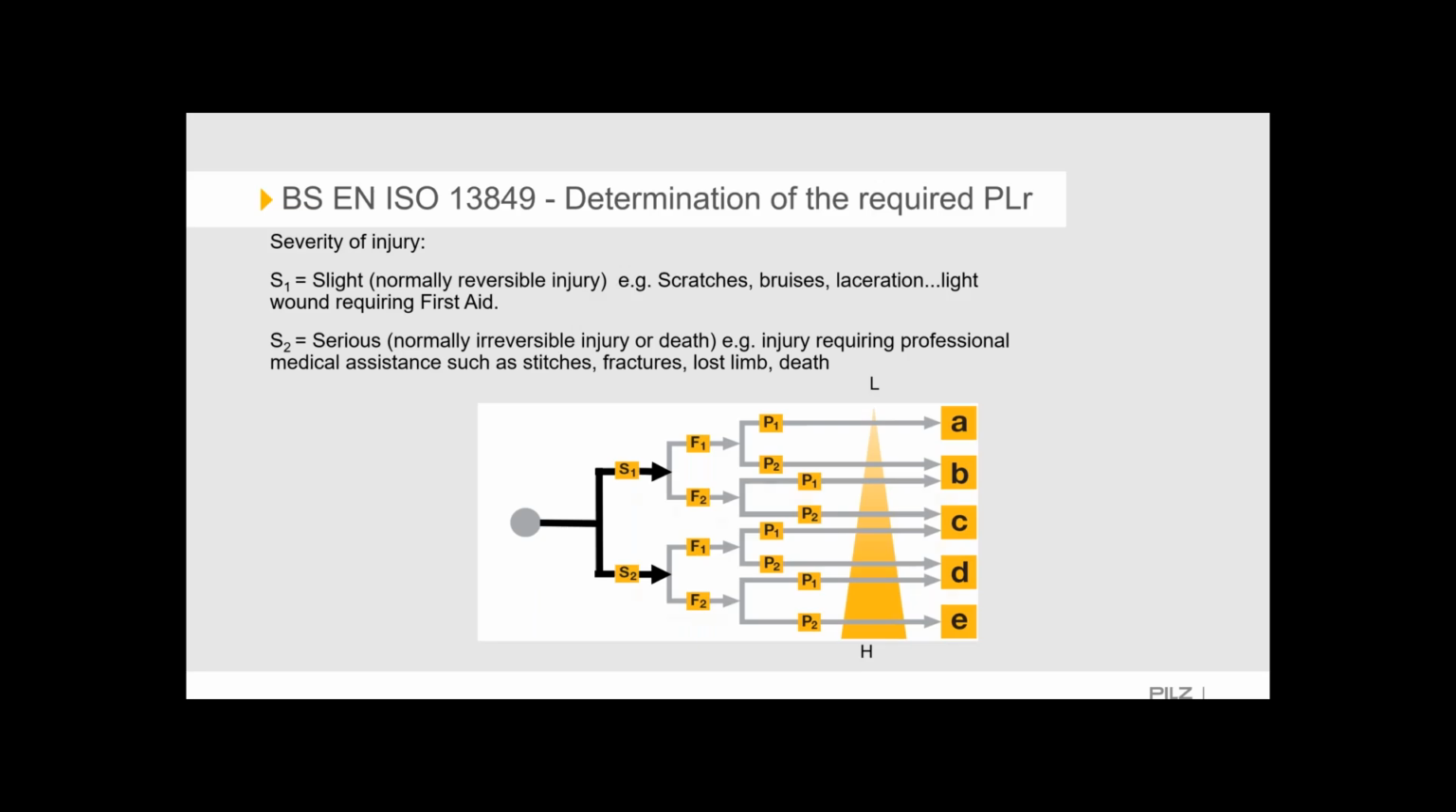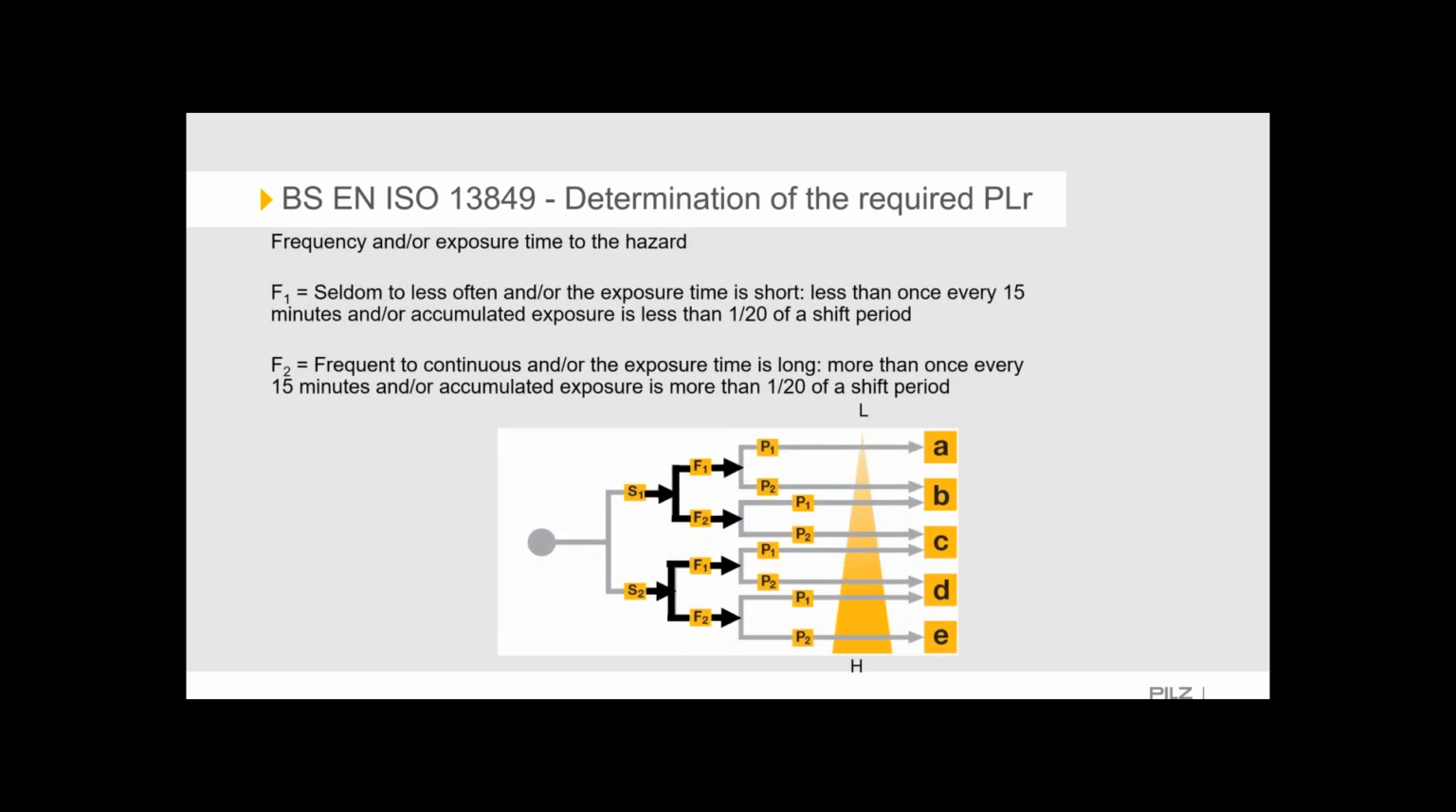We then have frequency of exposure, so F1, seldom to less often, or the exposure time is short, so that's less than once every 15 minutes, or an accumulated exposure is less than 1/20th of a shift period. And F2, the frequency is frequent to continuous and/or exposure time is long, so it's more than once every 15 minutes, or an accumulated exposure is more than 1/20th of a shift period. In any case, if no justification, F2 should be chosen if the frequency is higher than once per hour.